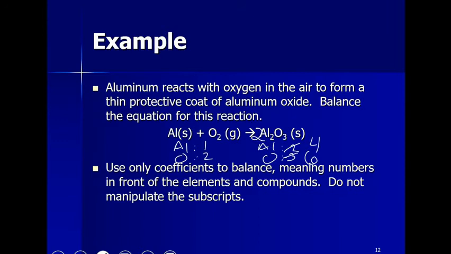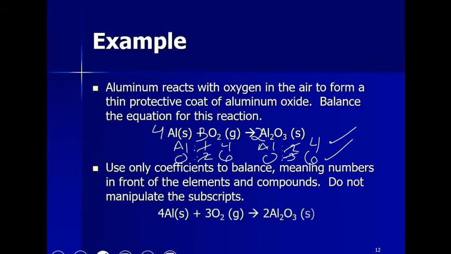Now I'm going to balance the oxygens on this side. So I'm going to put 3 there. That's going to give me 6. And I'm going to put a 4 here for aluminum. And I'm going to double check. 4, 4, check. 6, 6, check. So my balanced chemical equation is 4Al solid plus 3O2 gas yields 2Al2O3.